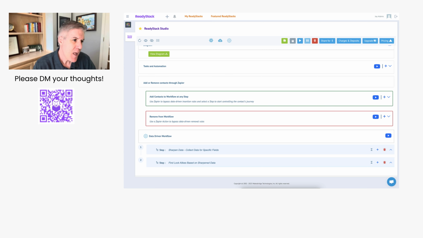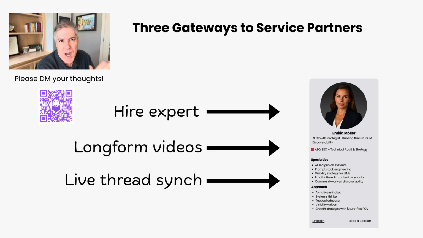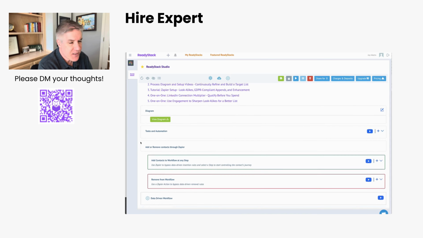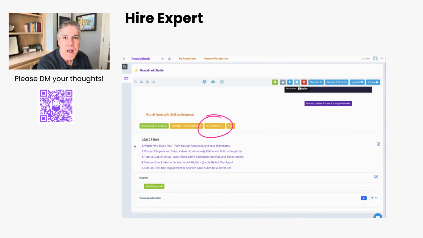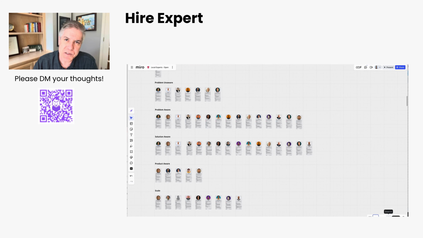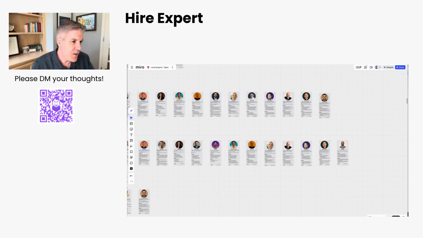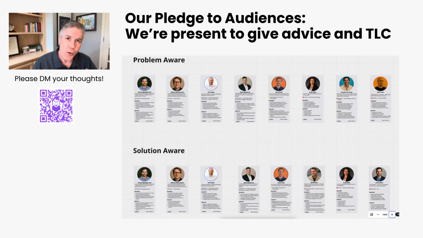So that is how we're bridging the knowing-doing gap and turning education into action. As far as the interfaces we've set up with service providers like yourself, we have three different areas. The first is something that's very obvious, which is Hire Expert. If people click that button, they'll see all the different folks within their region to provide various services. The whole idea there is we want to wrap TLC around our audiences and be attentive and on the spot for whatever they need.